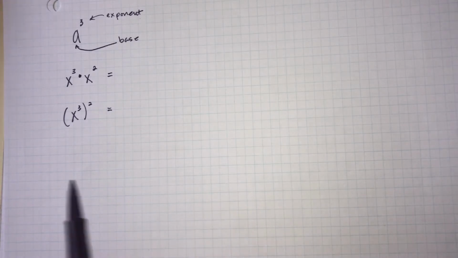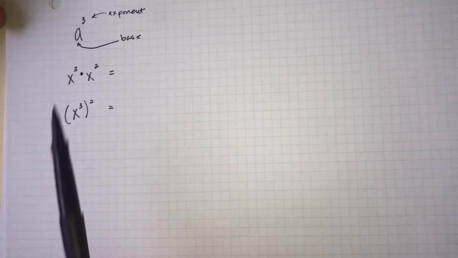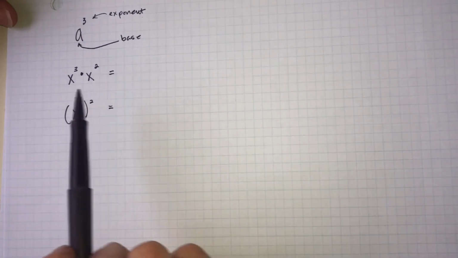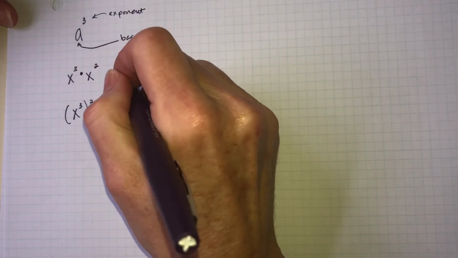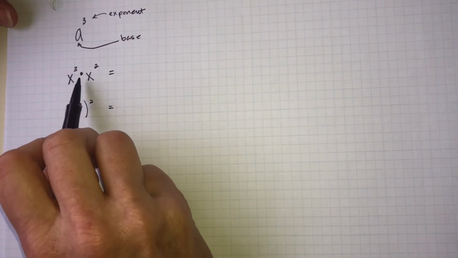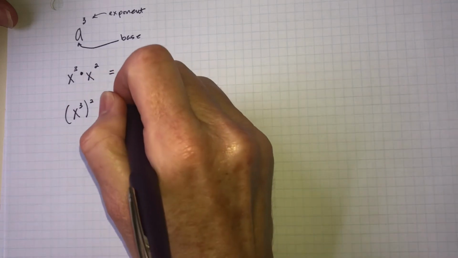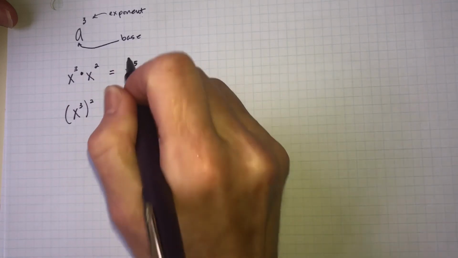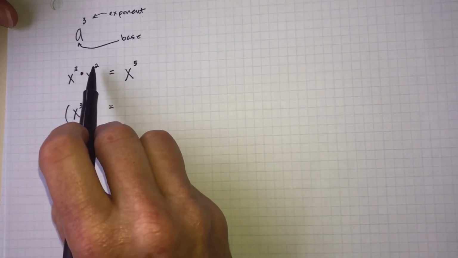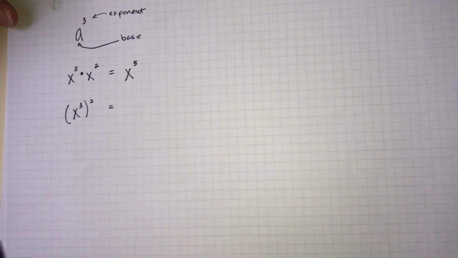So what happens when we multiply things of the same base? Well, we add the exponents in that case. So x cubed times x to the second power is going to give us x to the fifth because we add the exponents. The 3 added with the 2 gives us the 5.